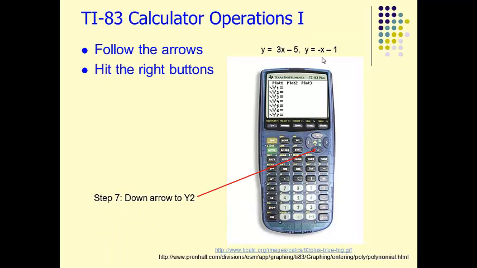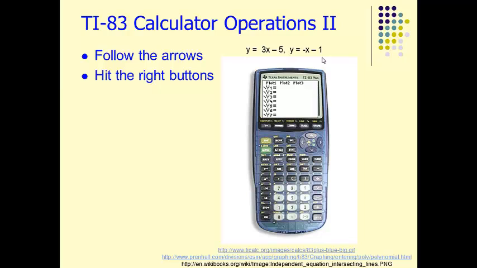Next, you're going to arrow down so your cursor is at the Y2 equals position. Then the negative sign, which is down here in the lower part of the graphing calculator, pointed to by the arrow. Then your variable button, then a minus, and then the 1. Now your two equations should be on the display on the calculator.